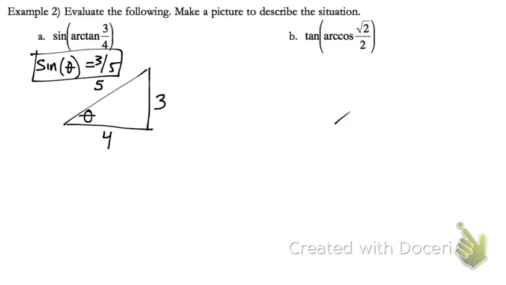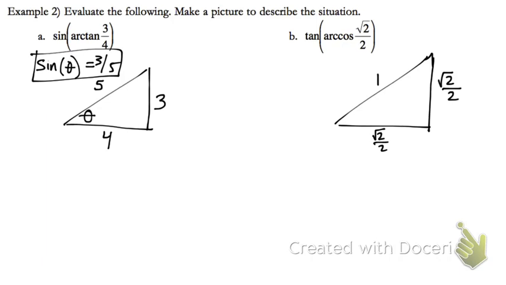So again, I'll draw my little triangle. I know that cosine inverse of radical 2 over 2 would be this being radical 2 over 2. Sorry, cosine is adjacent. Radical 2 over 2. And then this being 1, that makes this also radical 2 over 2. And I know that because this is a 45, 45, 90 right triangle.